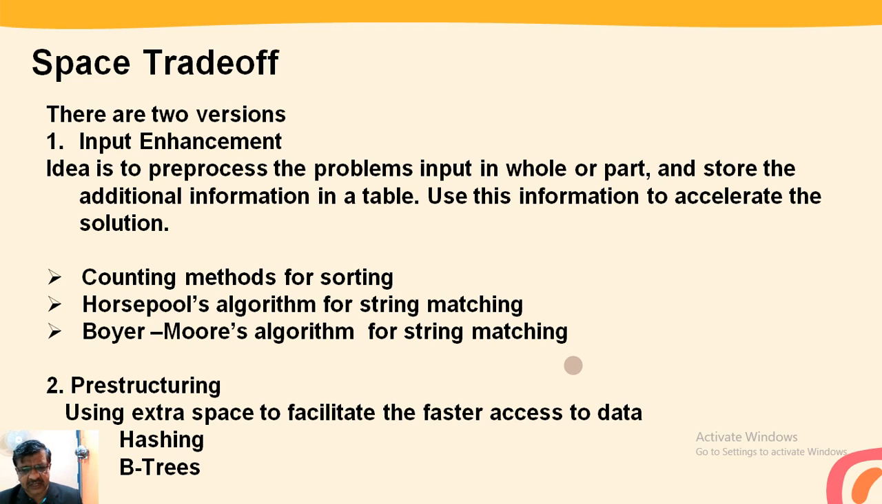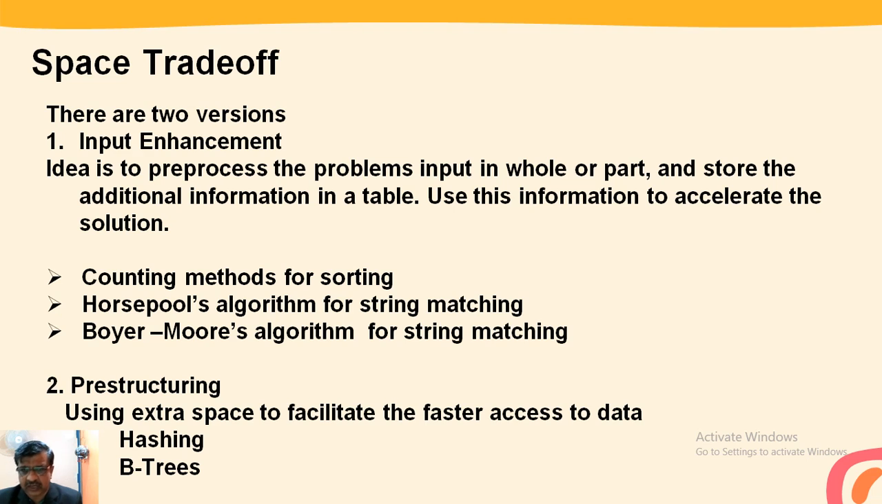The second version of time-space trade-off is using extra space to facilitate faster access to the data, say in a database management system. For example, consider constructing a different table to store the keys, so that access to the keys happens at a much faster rate. If keys are found, the information about that particular record is also found. The other one is B trees. It comes as pre-structuring, which facilitates quicker access to the data.